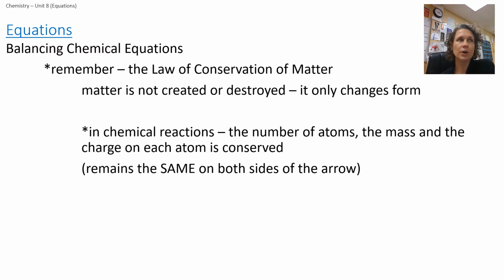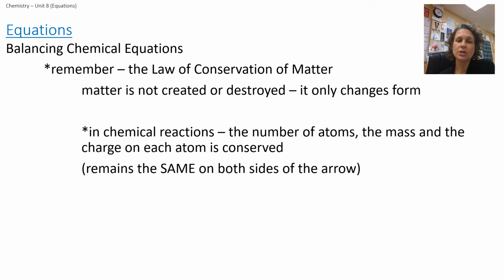Equations. So first of all, when you are balancing an equation, you have to remember the law of conservation of matter. And that basically is saying that matter is never created or destroyed, it only changes form. You've heard that a million times. And in chemical reactions, this is proven essentially because the number of atoms that you start with is the number of atoms that you end with. The mass is the same, as long as you can measure it. And that doesn't always happen, but the mass would be the same if you could measure every single thing.